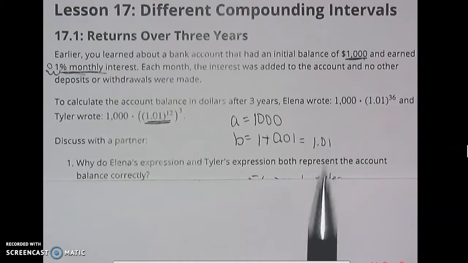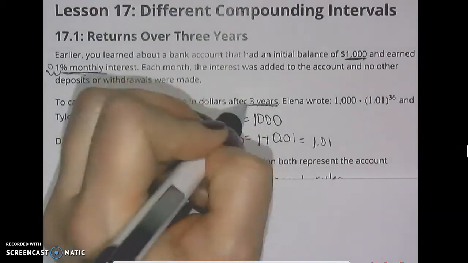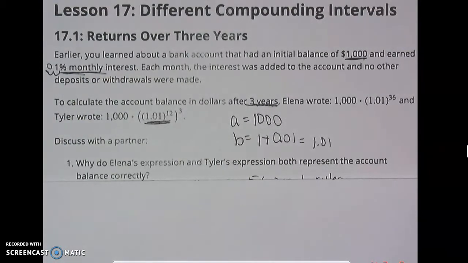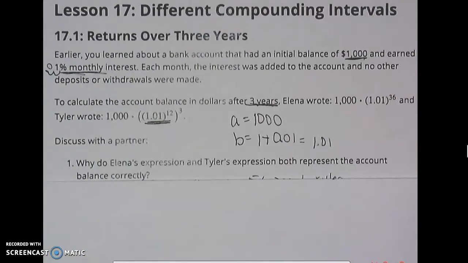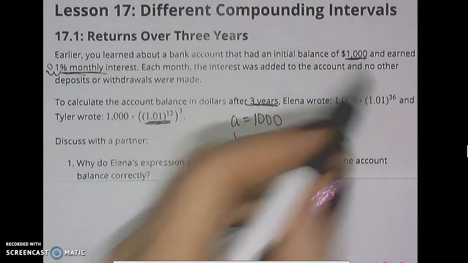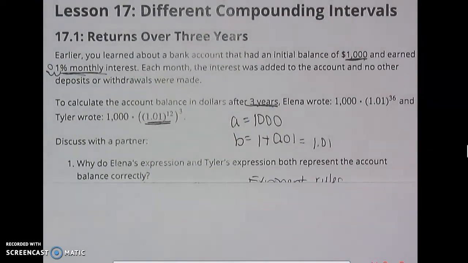Now think about it. It does say 3 years here. So how many months happened? Since it's a monthly interest, we do need our exponent to be in months. So how many months happened in 3 years? So that's 36. So that's where Elena got her exponent.